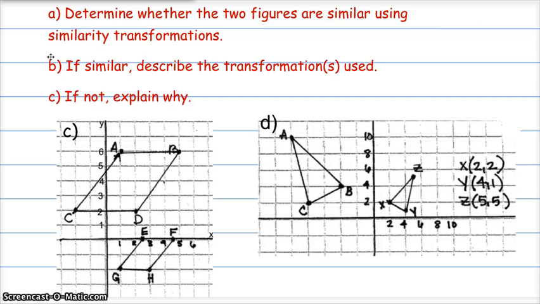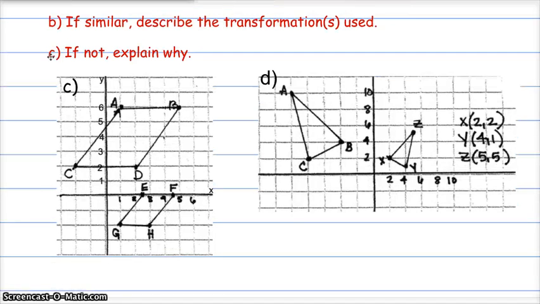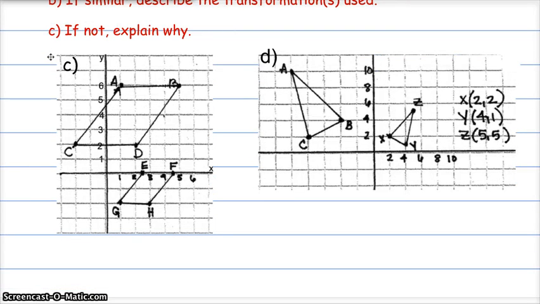I'm pretty sure my afternoon classes finished C, but we're going to do it anyway. Determine whether the two figures are similar using similarity transformations. If similar, describe the transformations used, and if not, explain why. Do they look similar? What two transformations do we think are happening? So there's a translation, and there's a dilation.